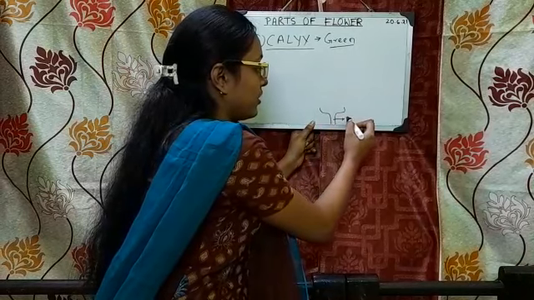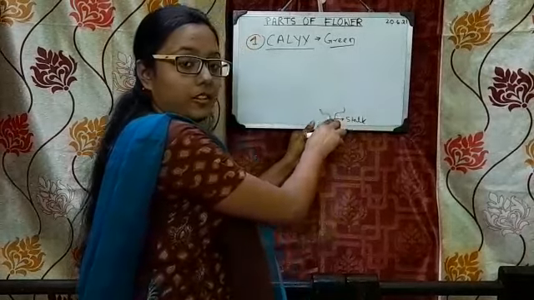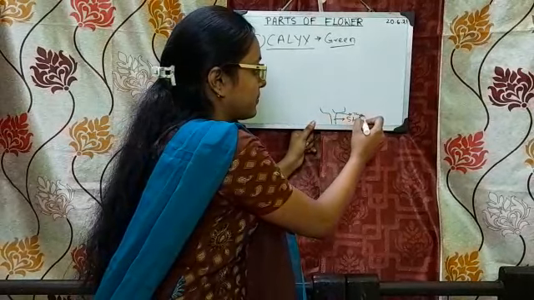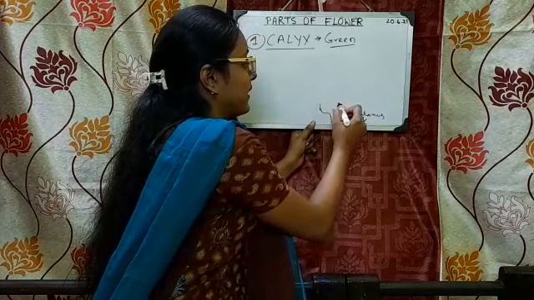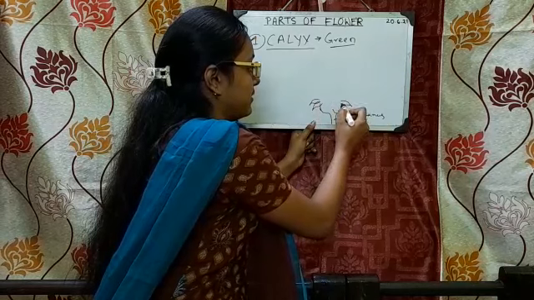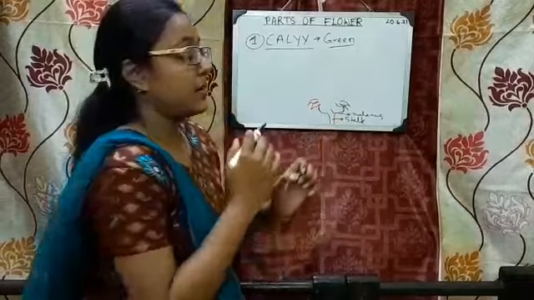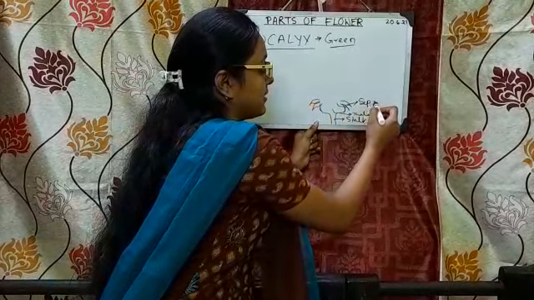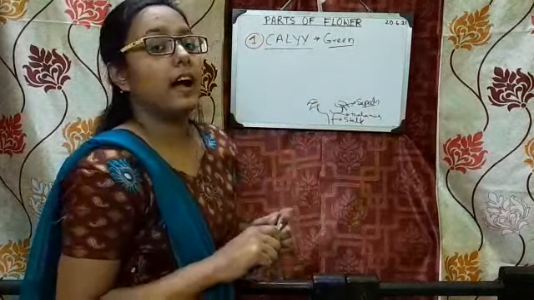This is the stalk through which the flower is attached with the shoot, and this part is called thalamus. Okay, and here small leaf-like structures are present. They are together called calyx, but these individual units are called sepals, and sepals are together collectively called calyx.